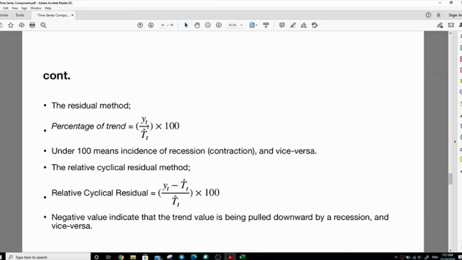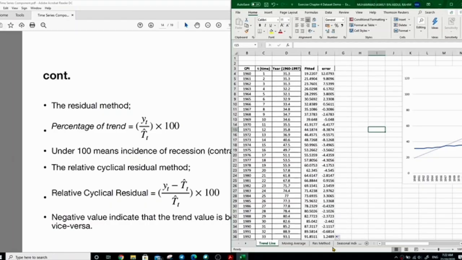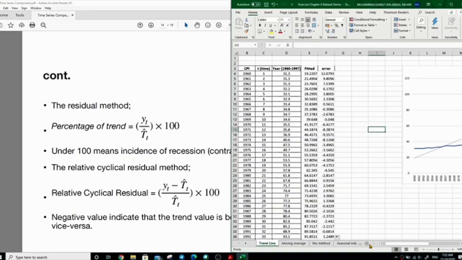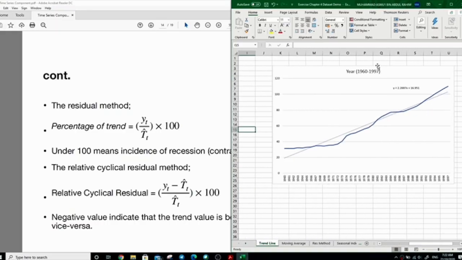There are actually two components. For the residual method, we look at the percentage of trend. So it means that you need to estimate the trend first before you calculate the residual method. Let's take a look at our previous example. The residual method is the value that we generate based on our previous trend line.